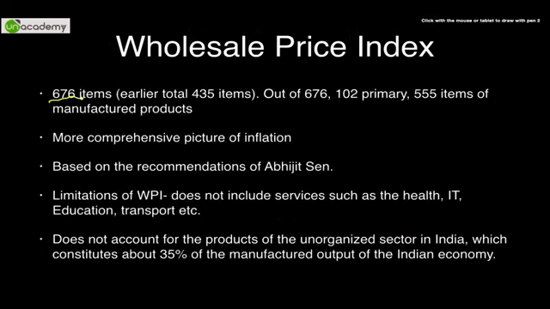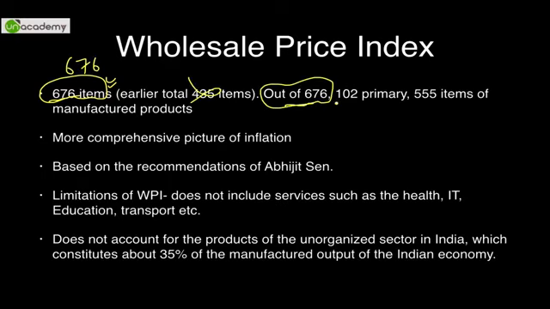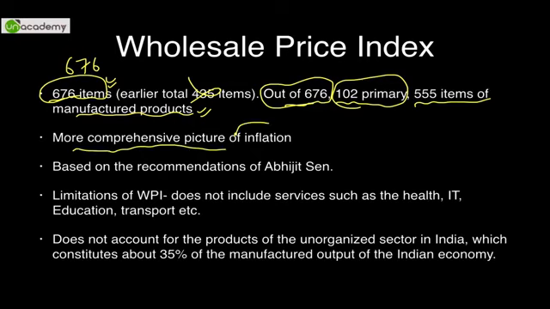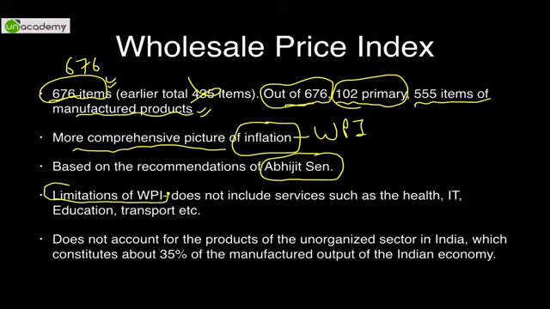Now there are total 676 items in WPI, very much not needed. You can remember this 676, earlier it was 435, not needed. So out of 676, roughly 20% is the primary products and 555 items are of manufactured products, that is secondary product. Okay, a more comprehensive picture of inflation is provided by WPI and it is based on the recommendation of Abhijit Sen. Now obviously there have to be some limitations of WPI also.